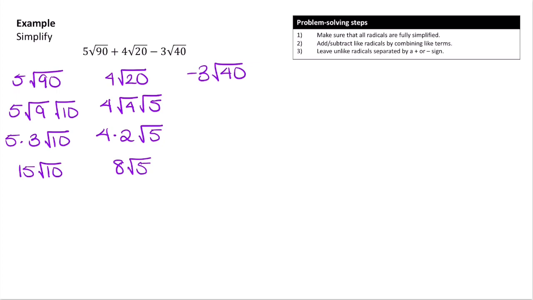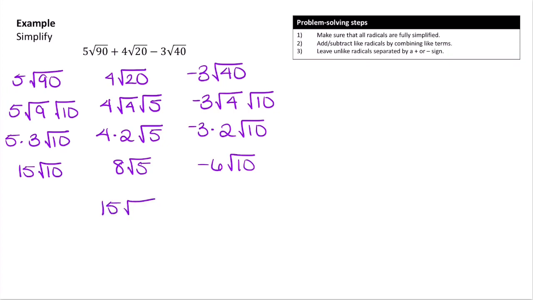So I now have negative 3 times the square root of 40. The square root of 40 I can rewrite as the square root of 4 times the square root of 10. So I have negative 3 times the square root of 4, which is 2, and then the square root of 10. Negative 3 times 2 is negative 6, and I have negative 6 times the square root of 10. So now let's go ahead and put all of these terms together.